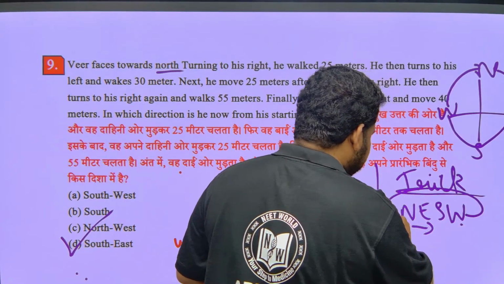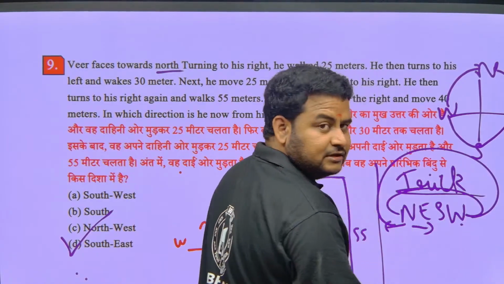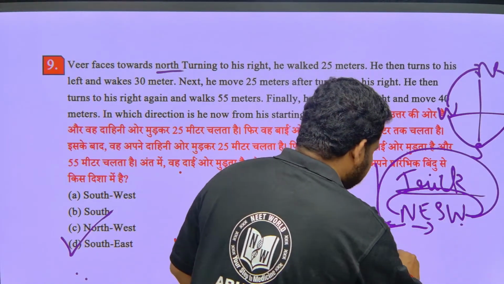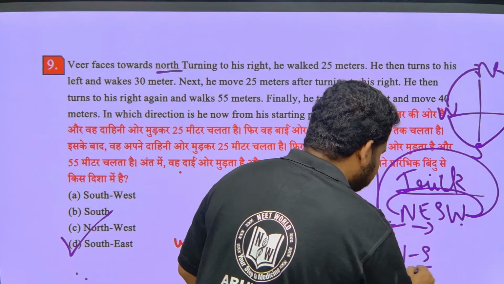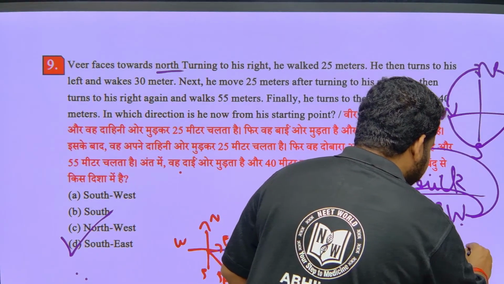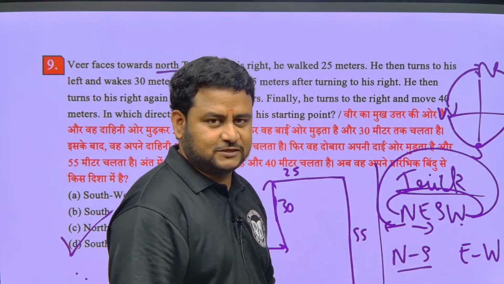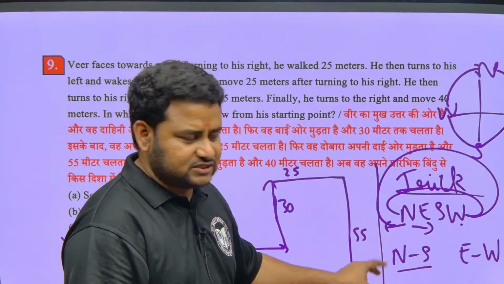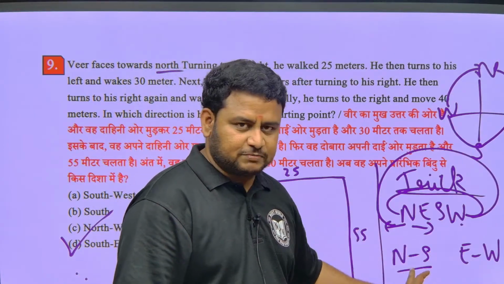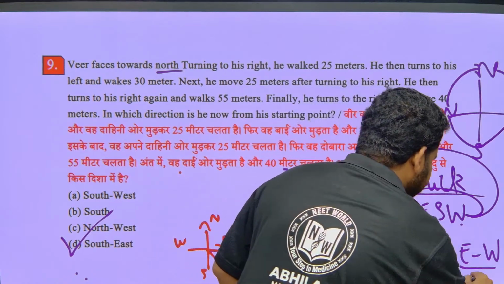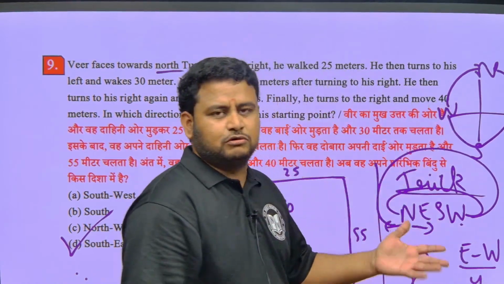After north, if I am saying right, left means it will come back to west. It is cyclical. After writing the values, finally what you have to do is the difference of north minus south, and the difference of east minus west. Whatever values you get, north minus south is one difference, you will get some value x. East minus west you will get some value y. Based on that you have to solve the question.